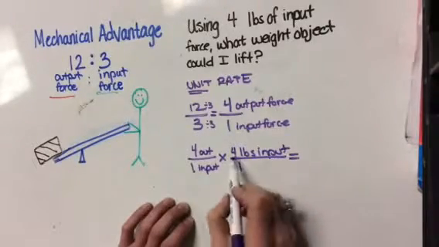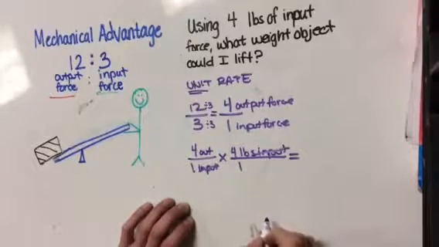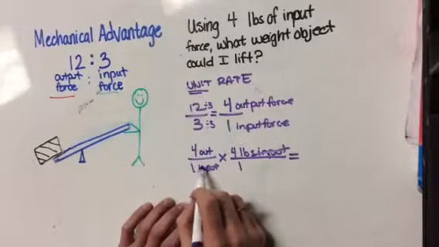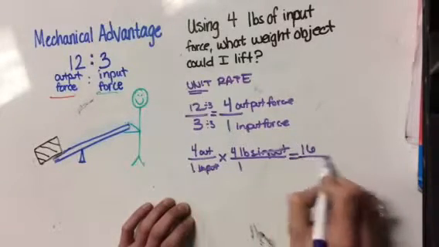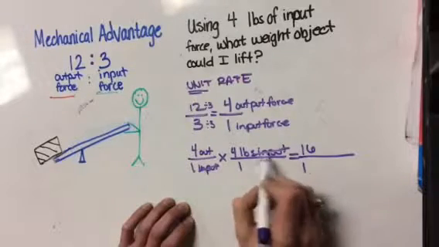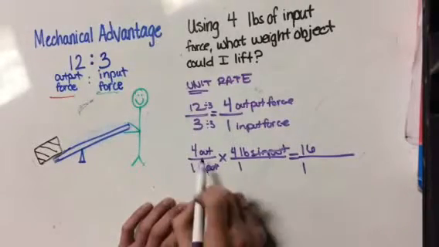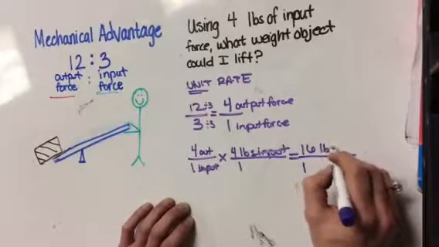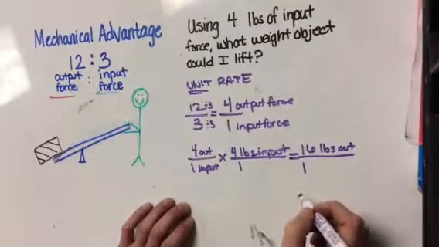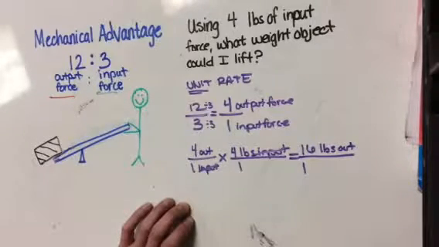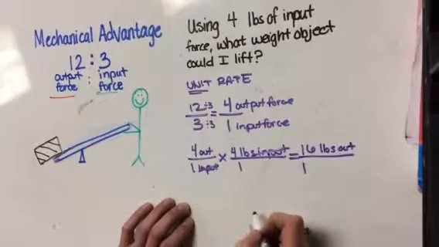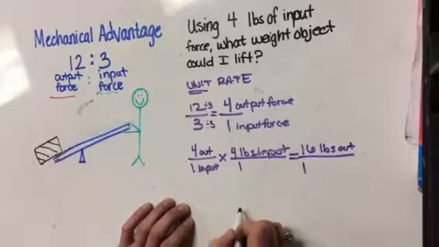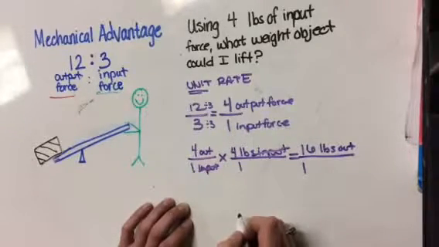So when I multiply this, my input units cancel out, and I'm left with 4 times 4 is 16, and 1 times 1 is 1. My input force and my input force divided out, so I'm left with 16 pounds of output force. Wow, so if I put in 4 pounds, I can actually get out of my machine a 16-pound object, or in other words, lift a 16-pound object. So you can use your unit rate to figure out what you're looking for sometimes.